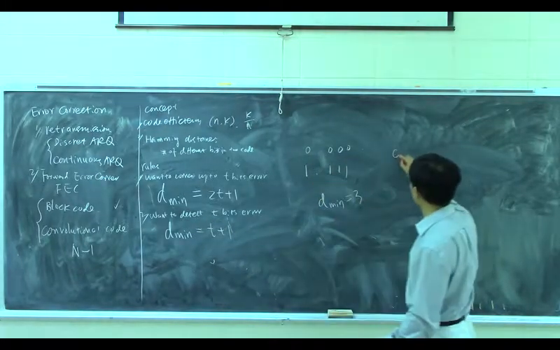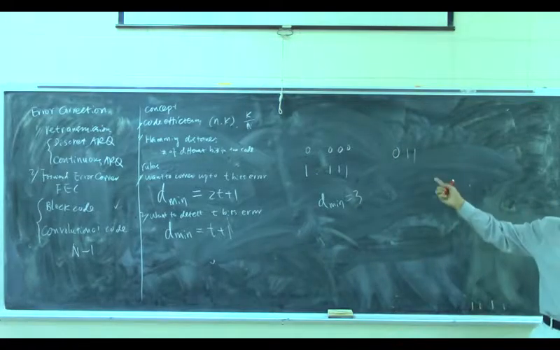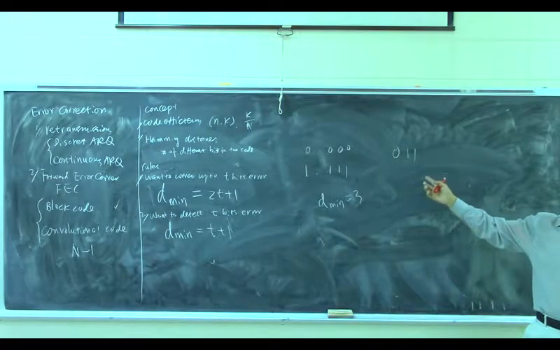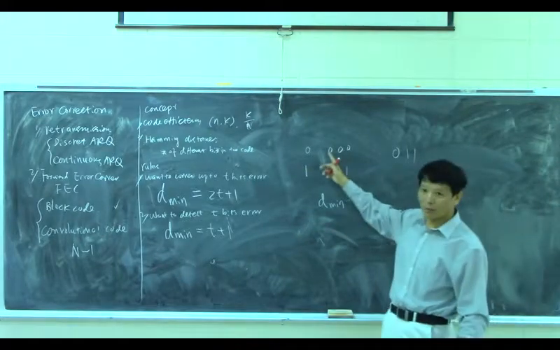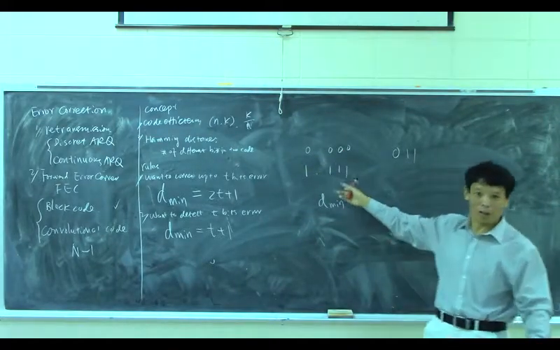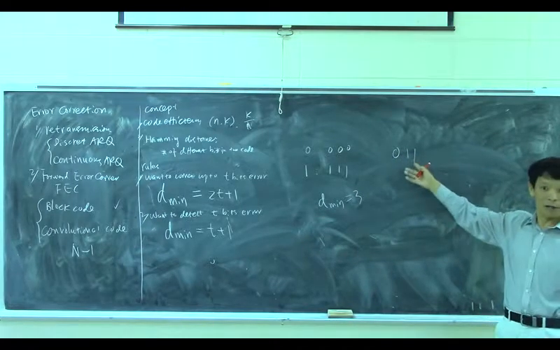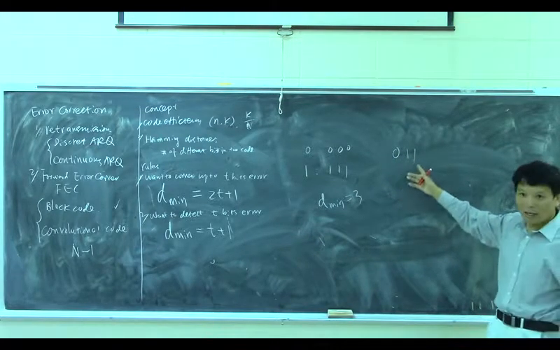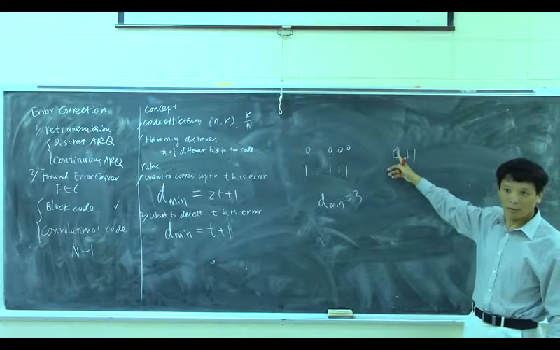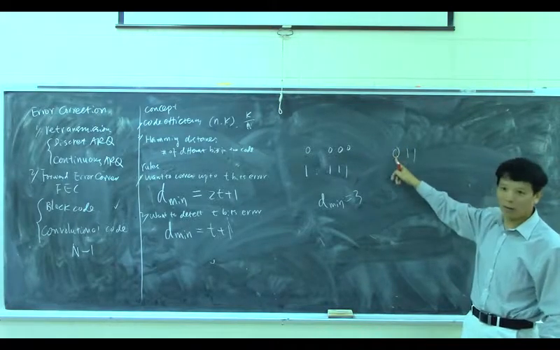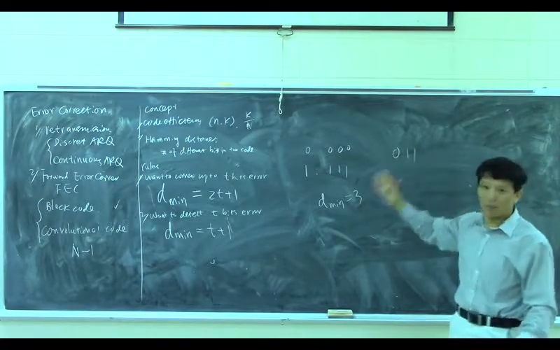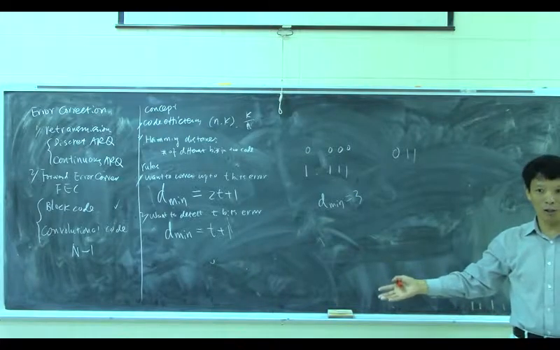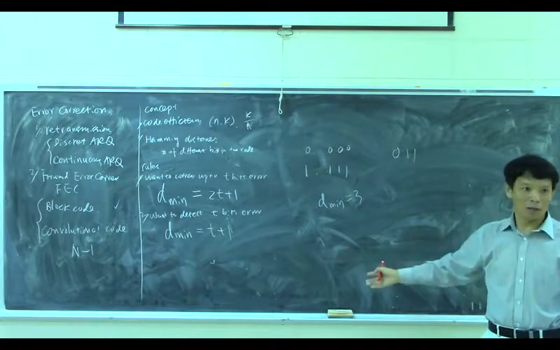For example, if you receive 0, 1, 1, do we know there's an error or not? We know there's an error, because in our dictionary we have only 3 zeros or 3 ones. There's no such thing as this. So you know there's an error. Now the question is, how many errors? 1 error? Possible, I transmitted 1, 1, 1 and one bit was received wrong. Or possibly 2 errors. So can you correct it? We don't know, because both are possible. We cannot correct this.